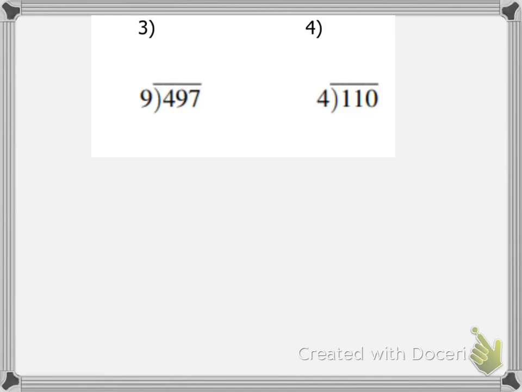We can't make any groups of 9 out of the 4, but we can make 5 groups of 9 out of 49. That's 45. And when we subtract, it's a difference of 4. We're going to bring the 7 down to make it 47. 9 goes into 47 5 times. That's 45 again. And now we have a difference of 2.